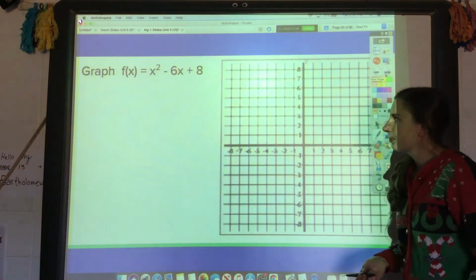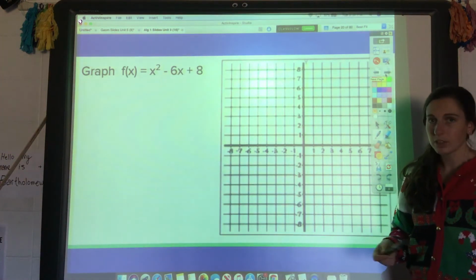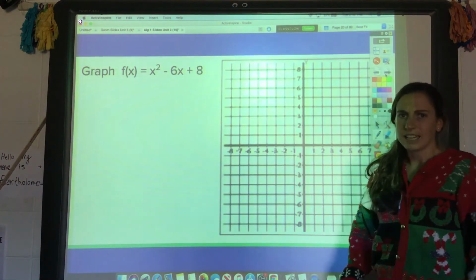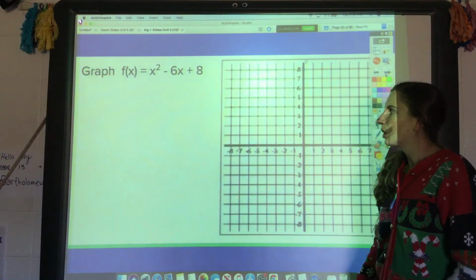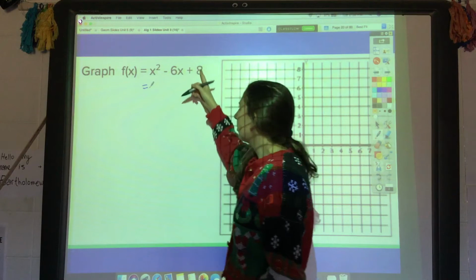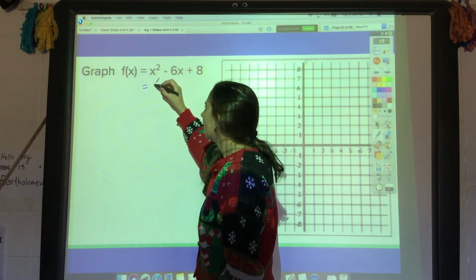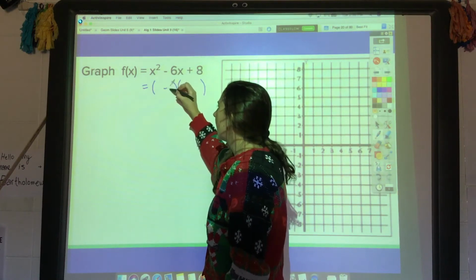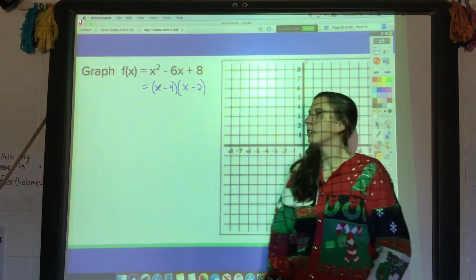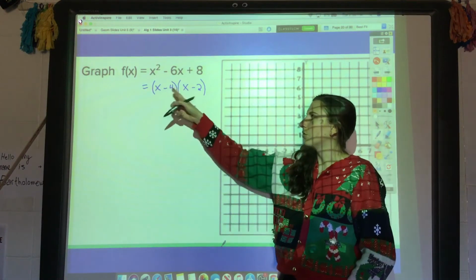Let's try another one. This one is in standard form, so there's a couple things you can do. Again, you could just use Desmos and graph it. That's probably the easiest thing to do if you have it. You could also factor this and see where the zeros are. So what multiplies to give you 8 and adds to give you 6? That would be -4 and -2. So this factors into this. And so then I know my solutions, my zeros, are at +4 and +2.